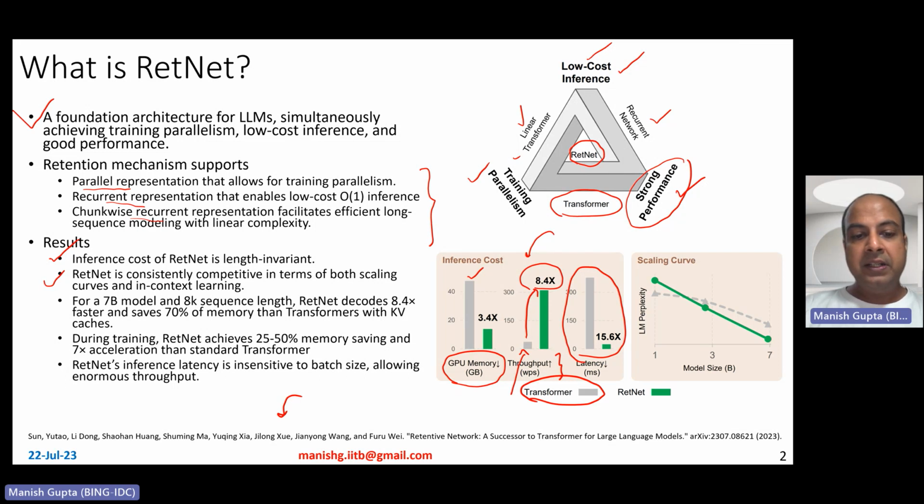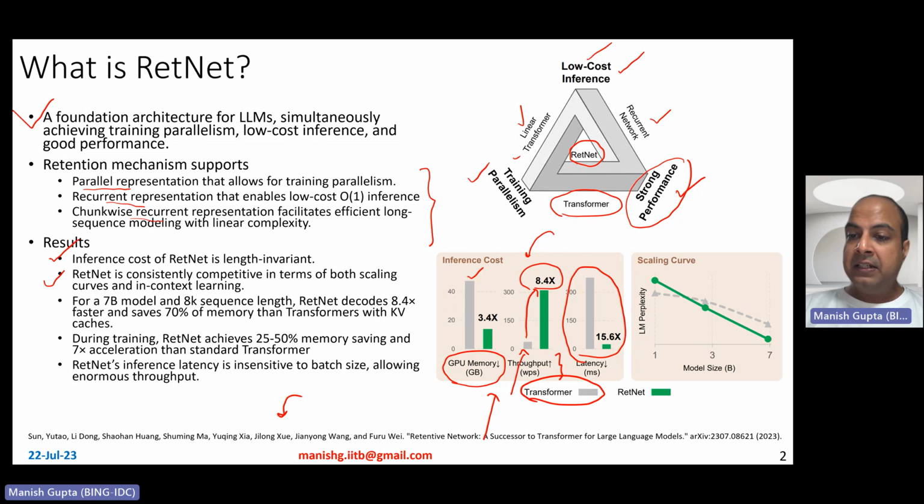Overall. Now, as I said, this is for inference, right? So the training part is not shown here, but we'll look at it in detail later. However, in short, RetNet achieves 25 to 50% memory saving and about 7 times acceleration compared to standard transformer. So 7 times faster you can train your model and 25 to 50% memory savings.